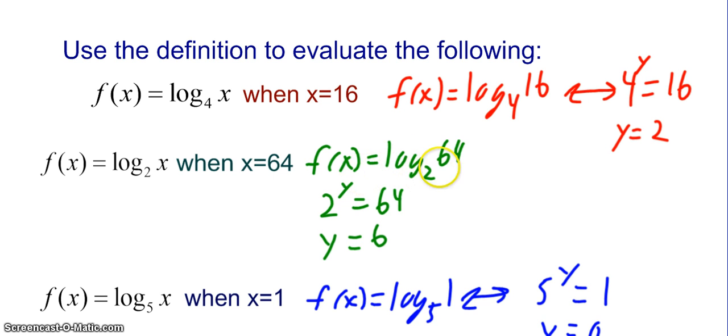f of x equals log base 2 of 64. So 2 to the y equals 64. So 2 to the what power equals 64? That's 2 to the 6th.